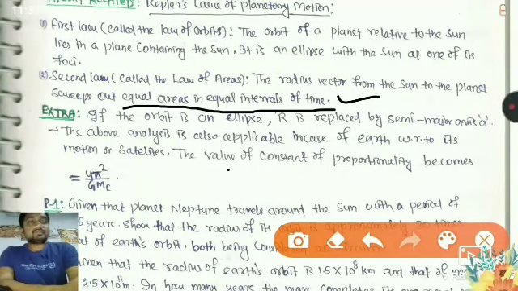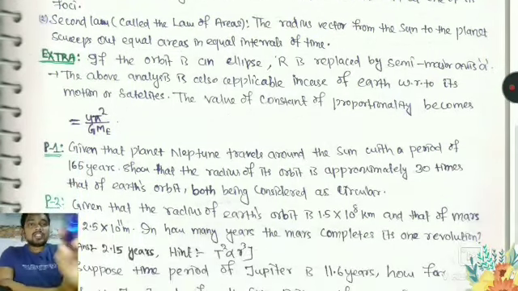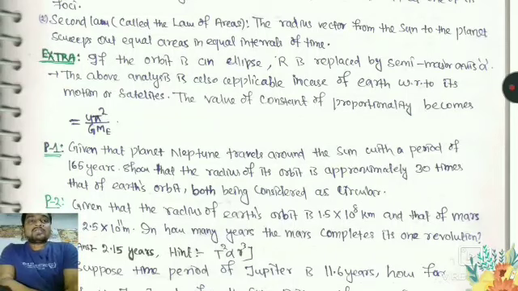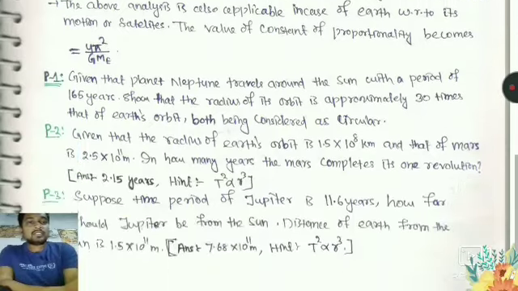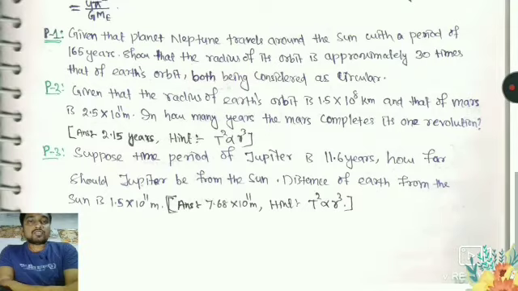This is extra, you can take it. If the orbit is an ellipse, r is replaced by the semi-major axis a, as I said earlier. If it is a circle, then it is replaced by r. I have given 3 important problems that you are required to solve.